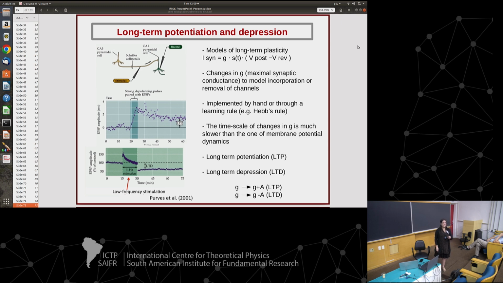Yeah. Excitatory postsynaptic potential. So the postsynaptic potential is the effect of doing some kind of stimulus. I think I should put it more times in the slide, sorry.